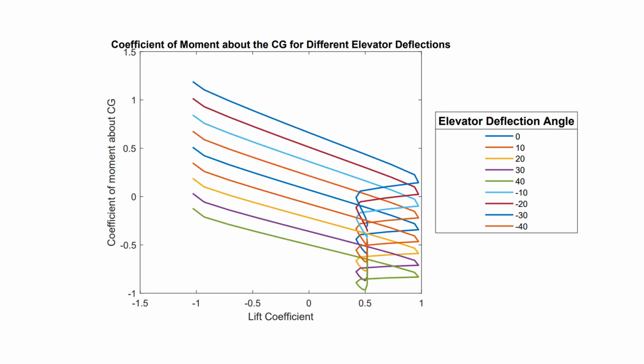This chart shows how coefficient of moment about the centre of gravity varies for different elevator deflections against the lift coefficient. For a coefficient of moment of 0 about the centre of gravity, the full range of -40 to +40 degrees of elevator deflection angle can be used to trim the aircraft across all ranges of CG which the Albatross will endure.